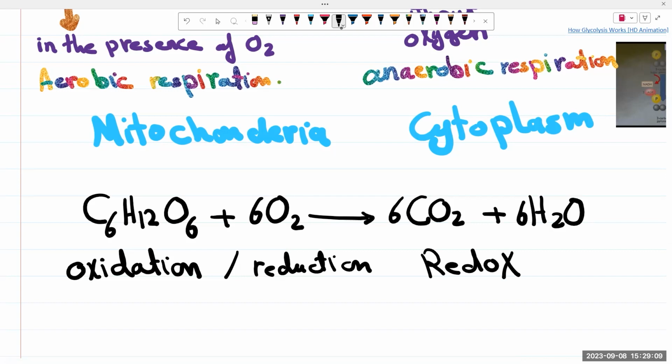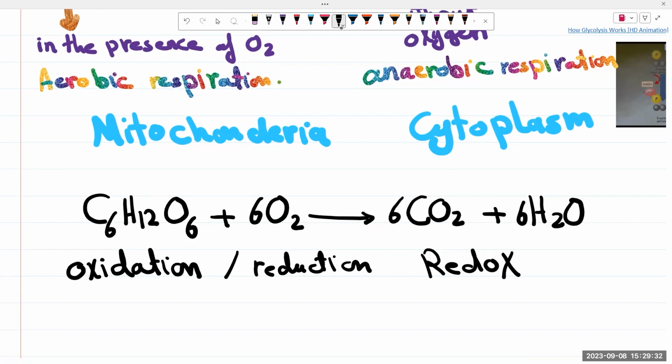You remember these reactions or not? You know what oxidation means, what reduction means? Oxidation in chemistry means loss of electrons. This is the recent concept of oxidation and reduction in terms of electrons. Oxidation is the loss of electrons, reduction is the gain of electrons, right?